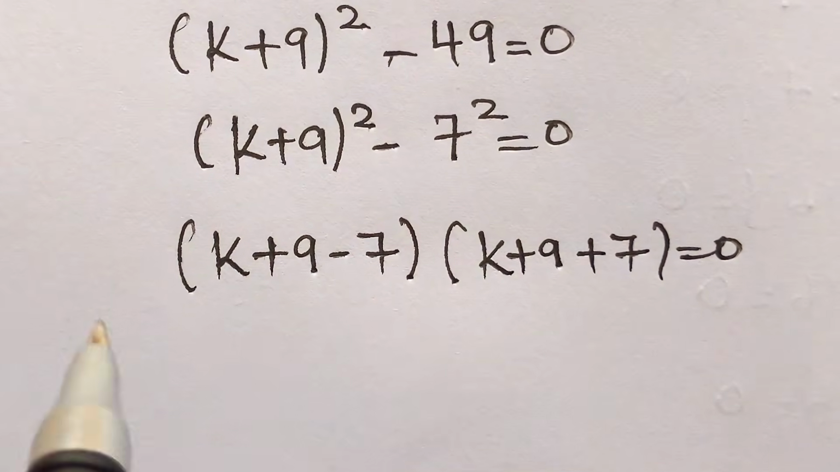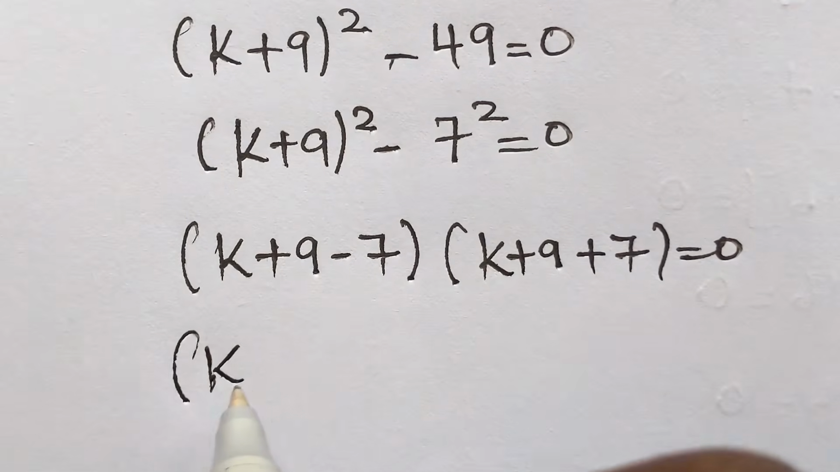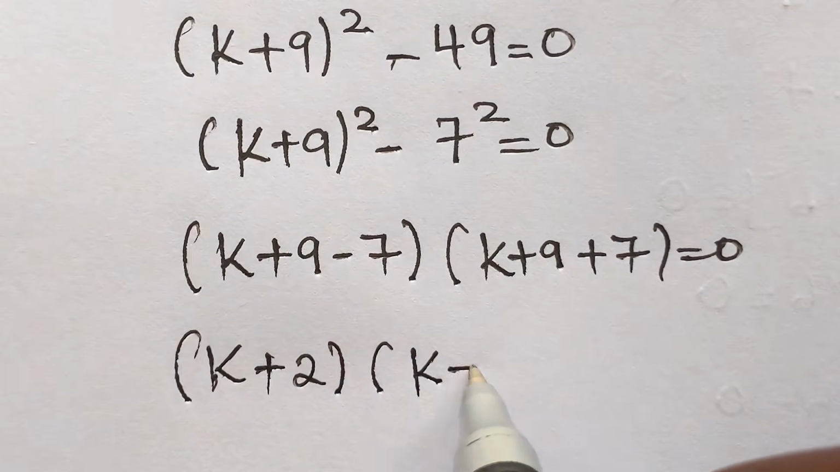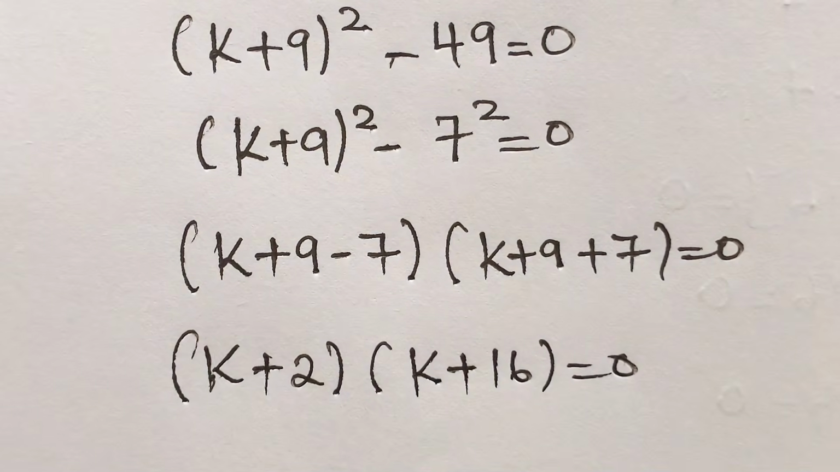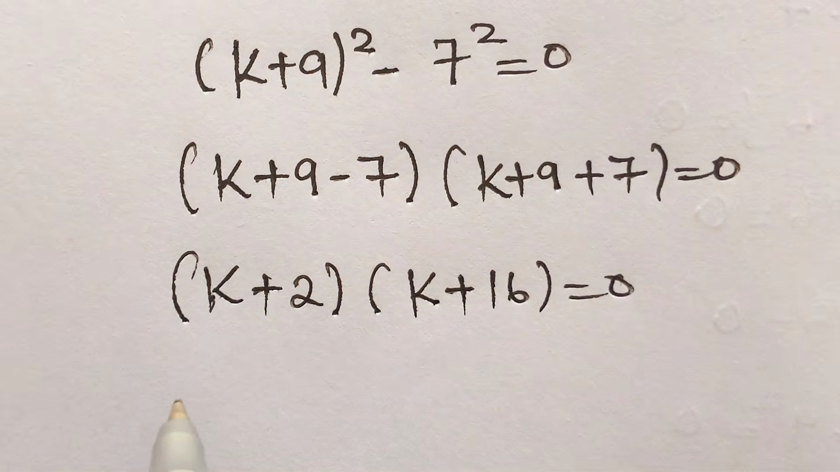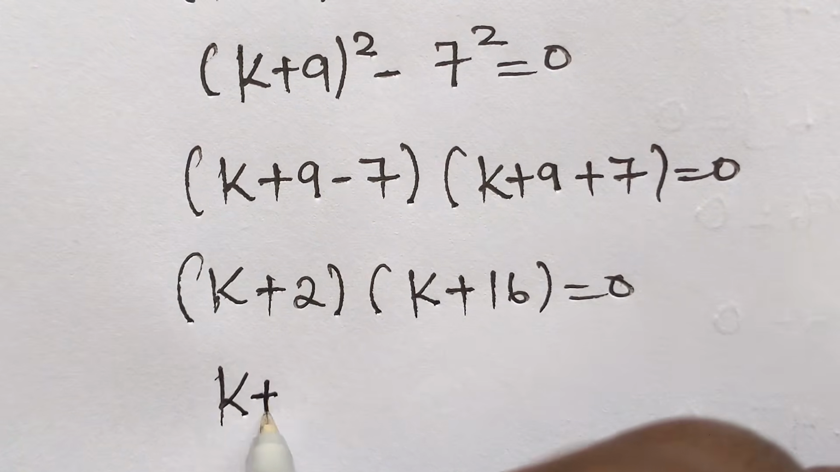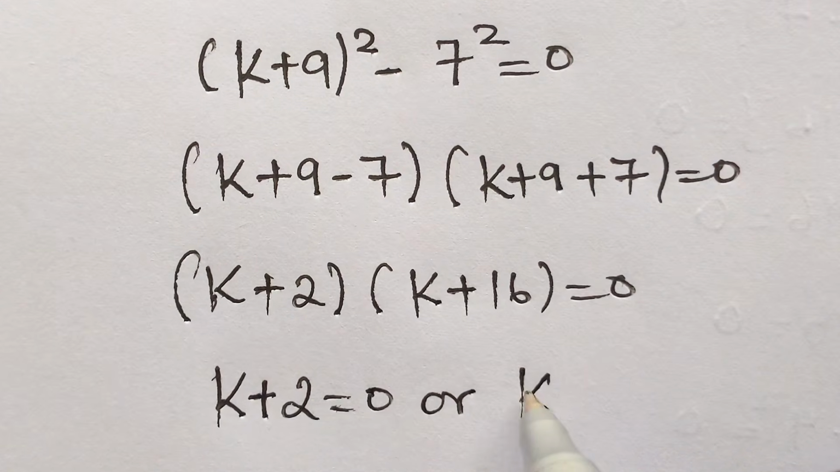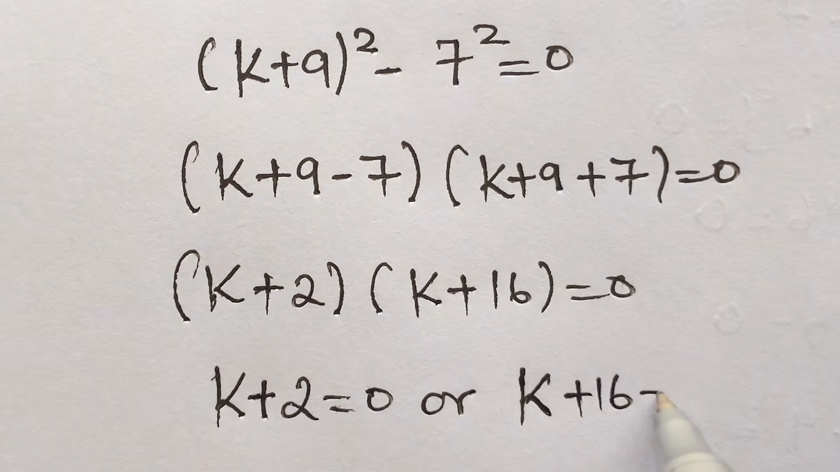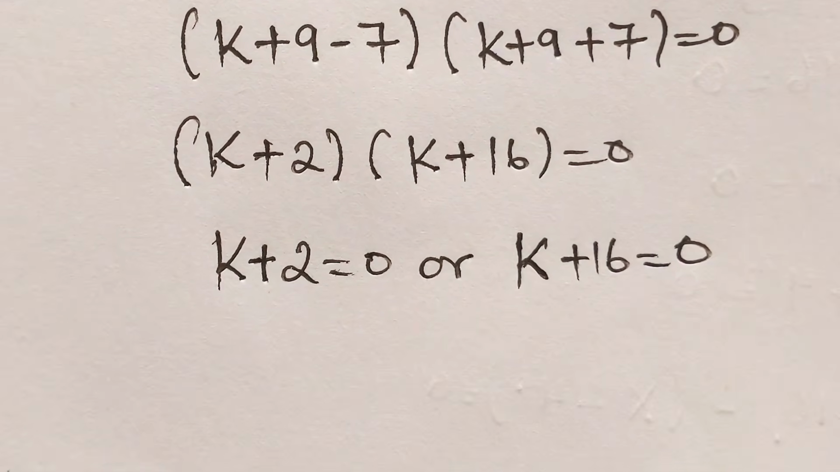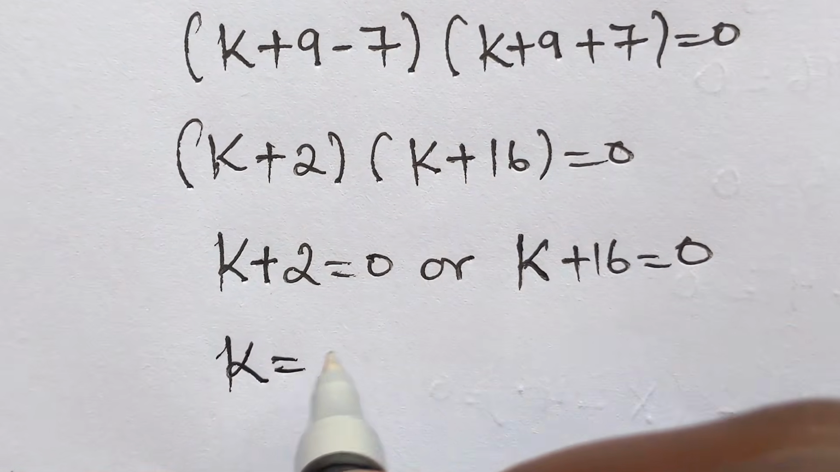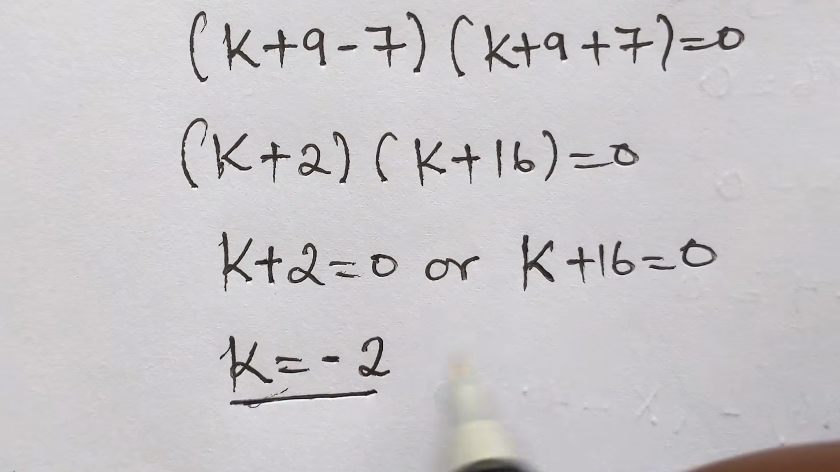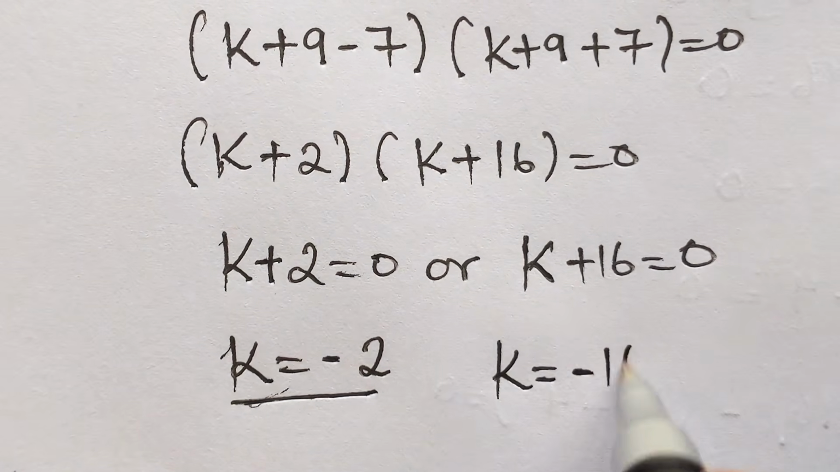And then (k + 2) times (k + 16) equals 0. Of course, k + 2 will be 0, or k + 16 will be 0. Here we have k equal to negative 2, and here we have k equal to negative 16.